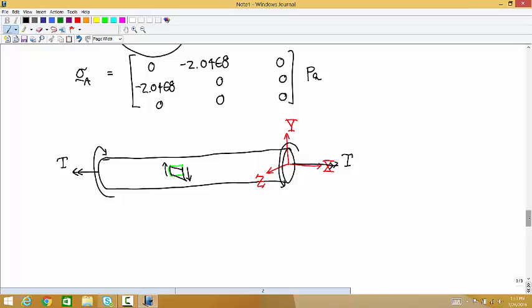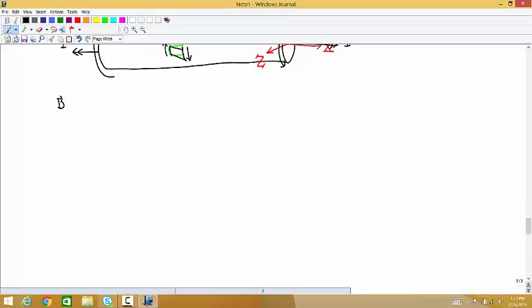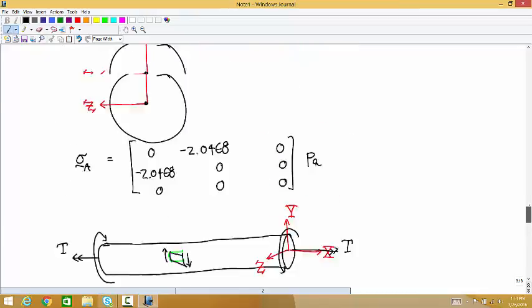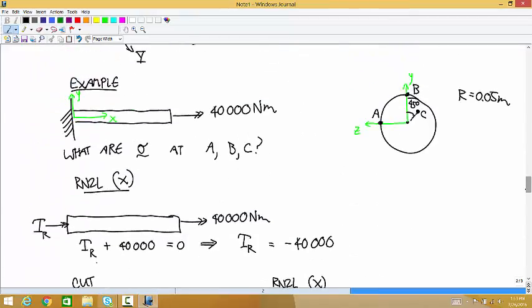Okay, so now let's do B. We know that tau capital X capital Y is equal to negative torque times rho divided by I sub p. We already calculated I sub p. That's a property of the shape, so that's not going to change based on what point you look at. Our point B is on the surface, so rho is still going to be 0.05.